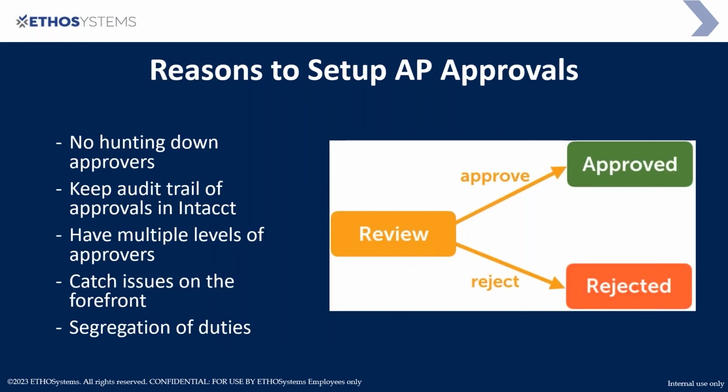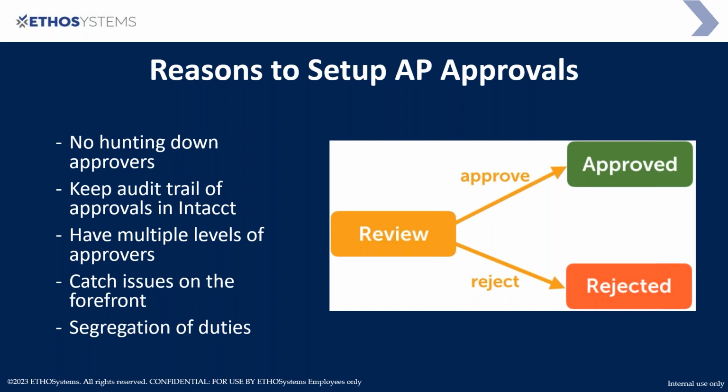These are some of the reasons it is important to set up approvals in Sage Intacct. Number one, we no longer have to hunt people down to sign off on invoices before we can get ready to pay the vendors. The second piece is Intacct keeps track of the whole audit trail in one central location. We can run reports, and this is good to provide to auditors to see when things are approved in the system and who approved them.